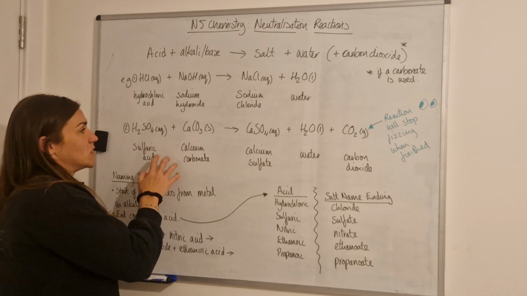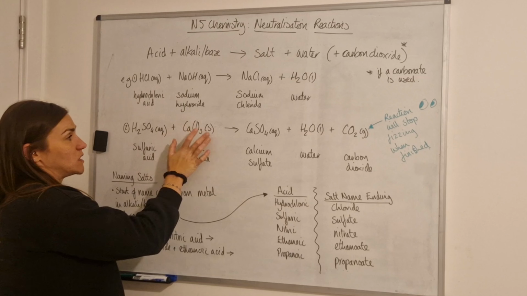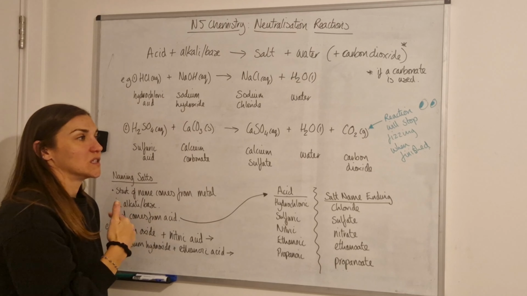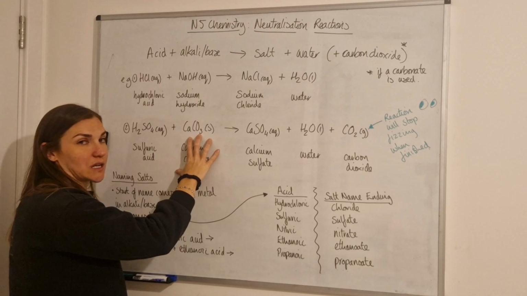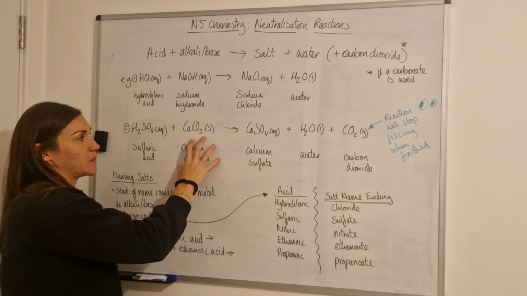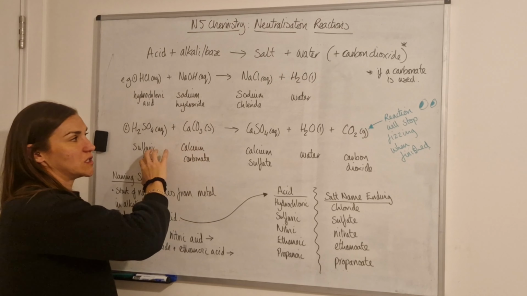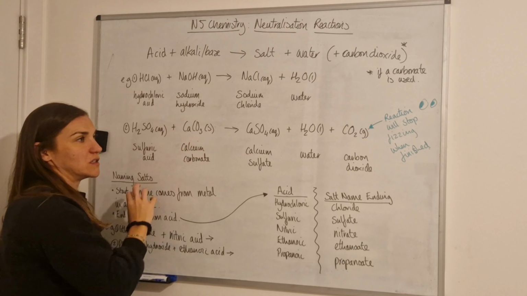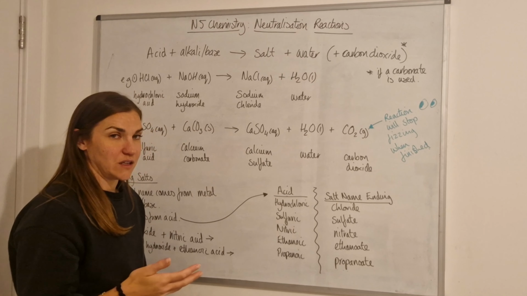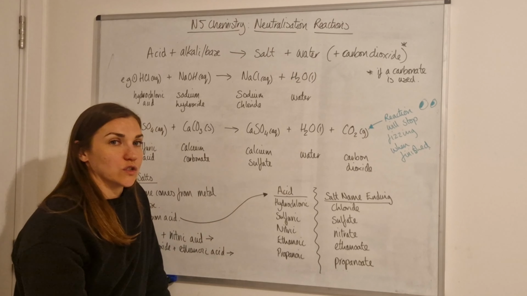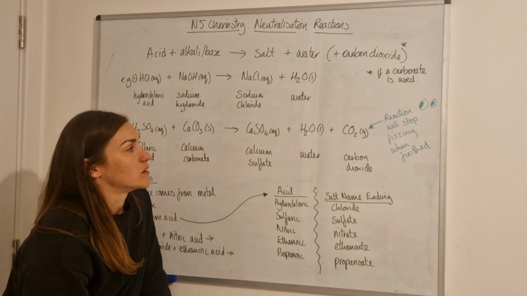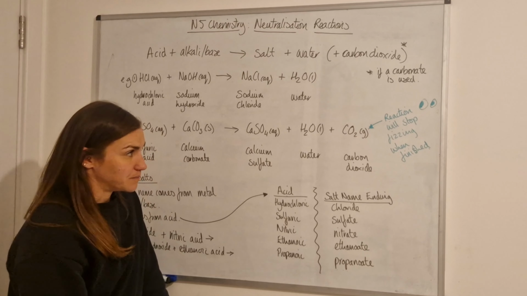You might notice here as well that we've got some state symbols. The equation you see in the exam will always have state symbols. Usually it's a solid calcium carbonate that's added, or any other type of carbonate. It's usually a solid, because once it's completely reacted with the acid, the solid will just sit there and not react any further, so it will stop once it's neutral and not turn your solution into an alkaline solution, like I mentioned can happen at the beginning.